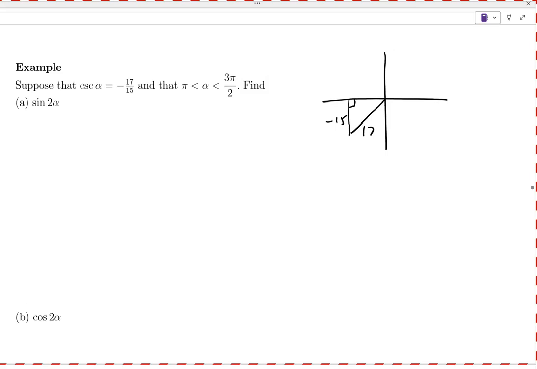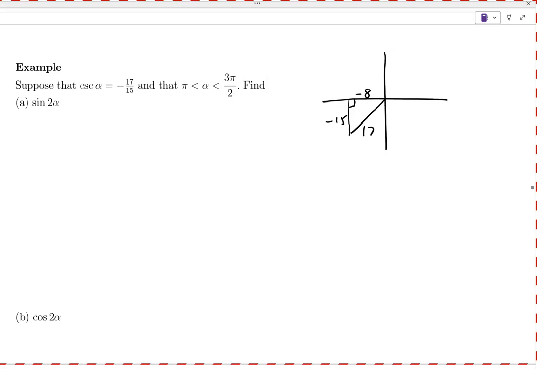What will we get for the third side? 8. What kind of 8? Negative. Negative, good. It'll be a negative 8. If you use your Pythagorean theorem, you would do the square root of 17 squared minus 15 squared. So you'd have 289 minus 225 gives you 64. The square root of 64 is 8. We're using negative, though, because we're to the left of the y-axis. All right, that's our reference triangle.